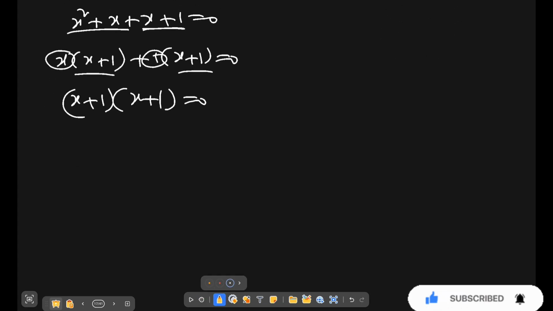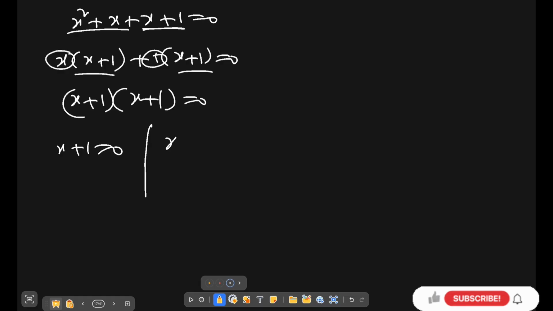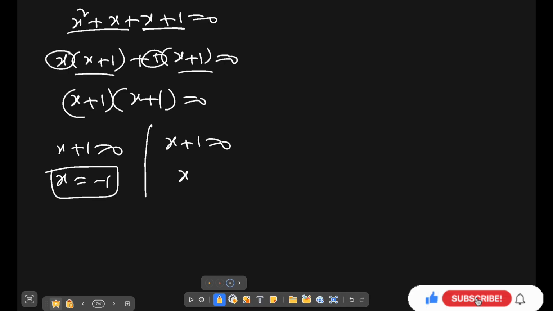So we can write this as x plus 1 is equals to 0 or x plus 1 is equals to 0. Here we will get x is equals to minus 1 and x is equals to minus 1. So this is the solution for this question.